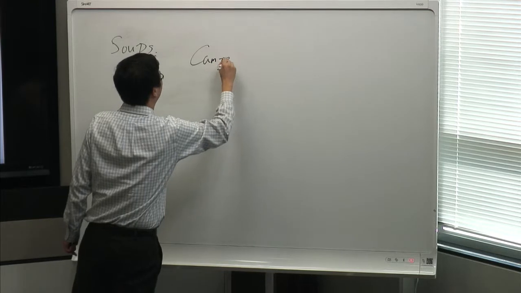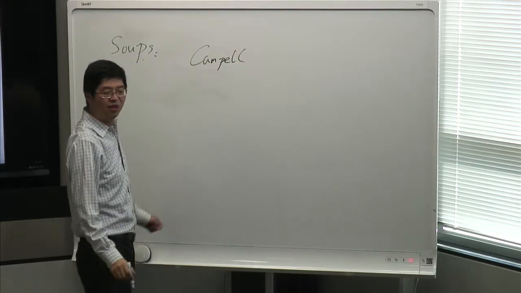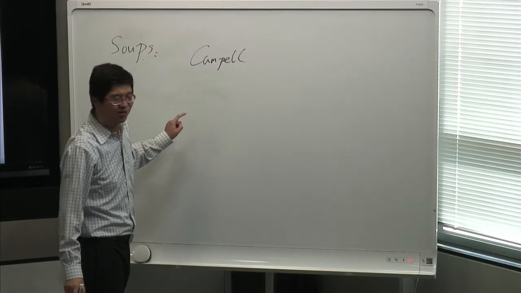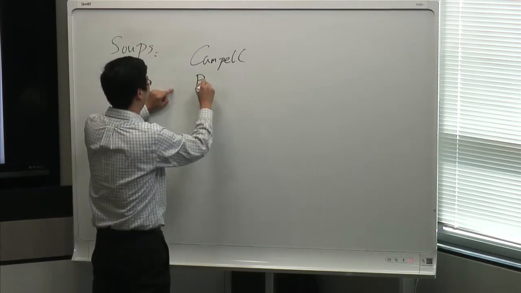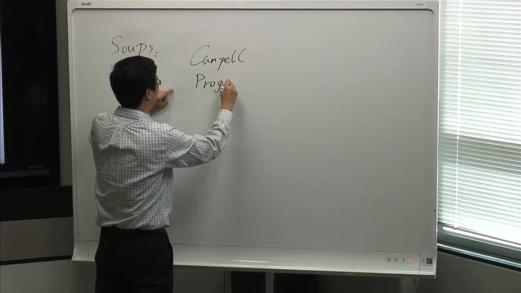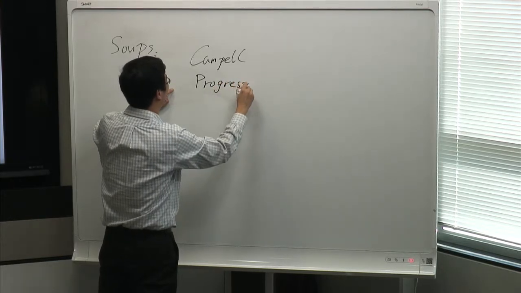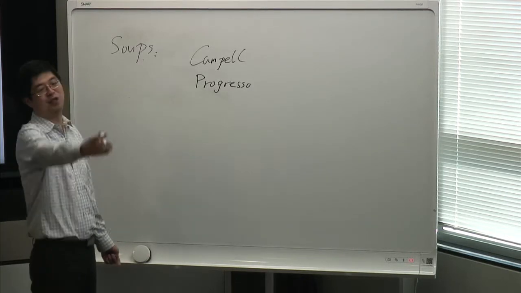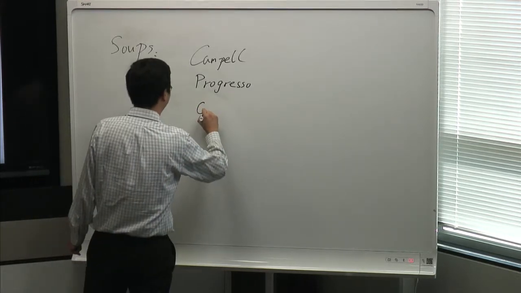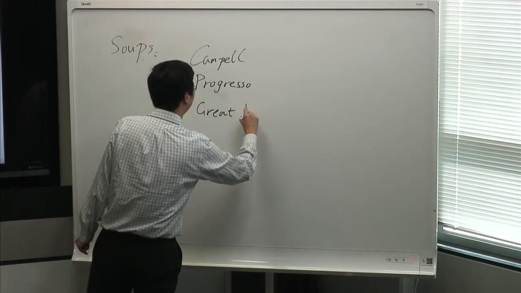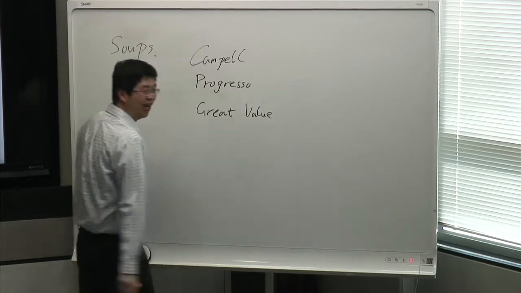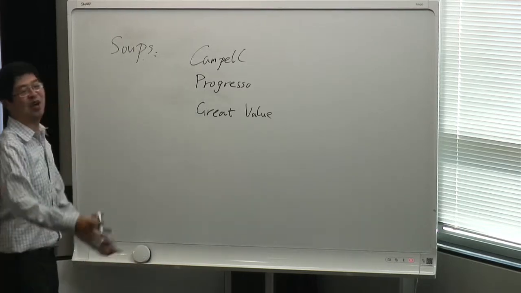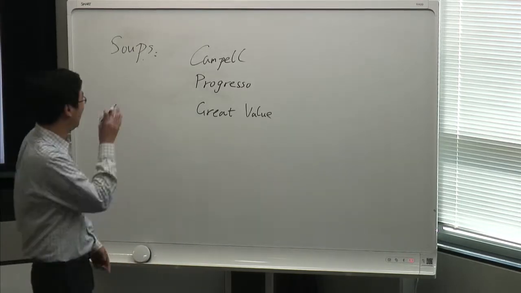And what else? Progresso. How do you spell that? P-R-O-G-R-E-S-S-O. Okay, Progresso. Any other brand? Great Value. That's Walmart's brand. I know this brand for every product. I also have Harris Teeter's brand, and Food Lion brand for everything.